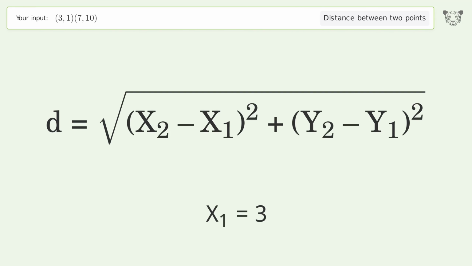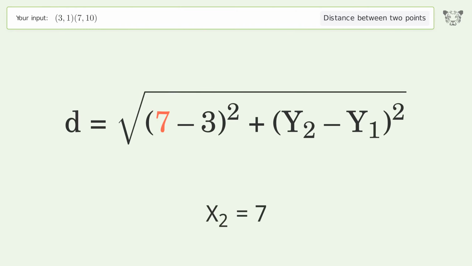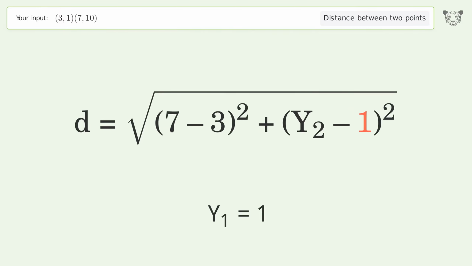x1 equals 3. x2 equals 7. y1 equals 1. y2 equals 10.